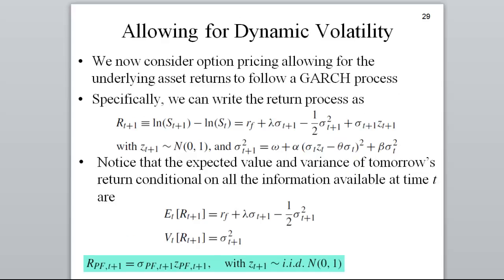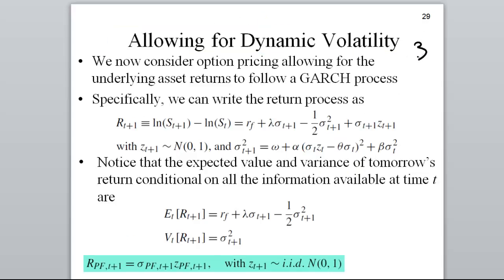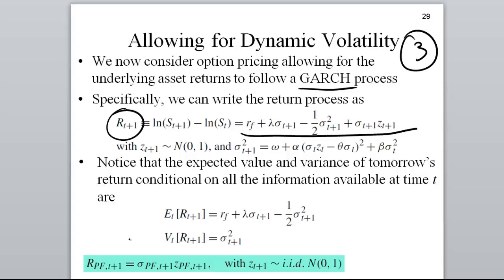The third model that we're going to see is the one with dynamic volatility under the GARCH process. So this is the RT in this case, which is going to be equal to all this. Realize again, this is the old one, the one we used for risk purposes. The two of them are very different. Option pricing under GARCH is going to have a very different process for the returns.